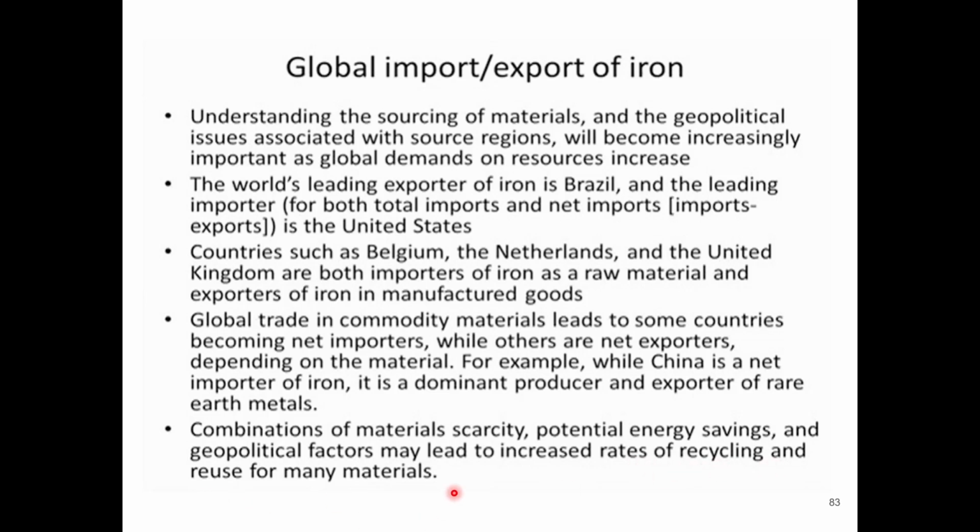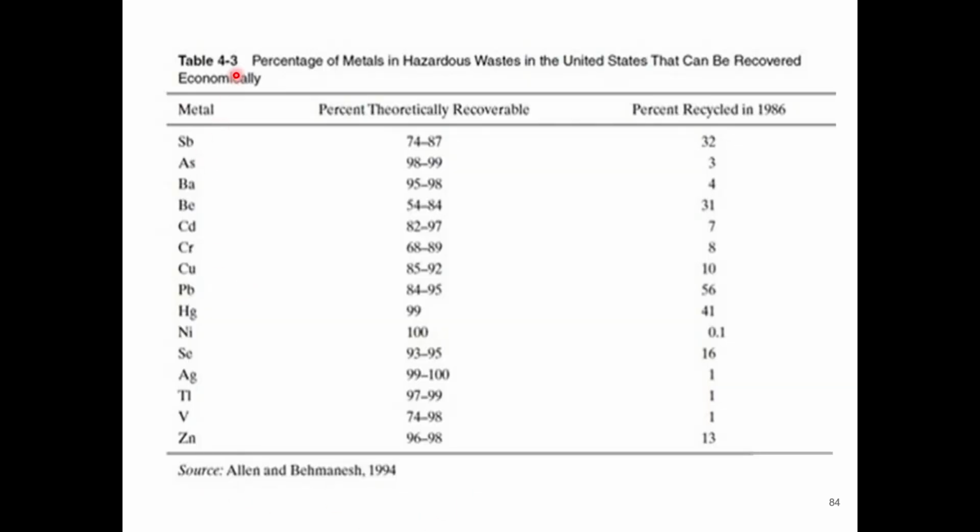Combinations of materials scarcity, potential energy savings, and geopolitical factors may lead to increased rates of recycling and reuse for many materials. This table shows the percentage of metals in hazardous waste in the United States that can be recovered economically. These are the metals. The percent theoretically recoverable lies between 68% or 74% up to 100%, depending on the metal. And the percent recycled in 1986 is this much, which is very low compared to the theoretical percentage.